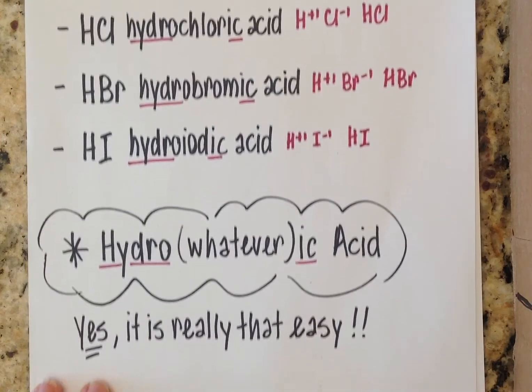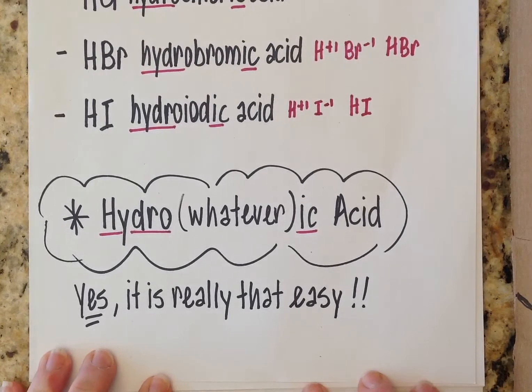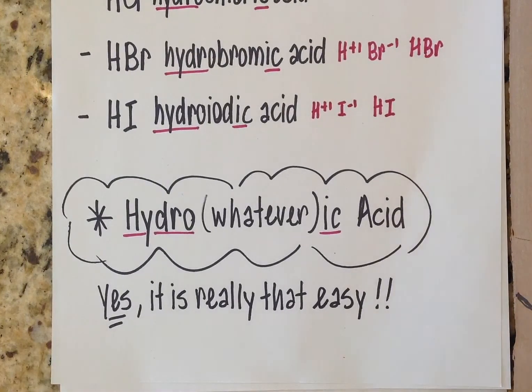So I've got a little note for you here at the bottom that you may want to jot down. This is just the easiest way to remember it. For binary acids, which are hydrogen plus a non-metal, it is hydro whatever ic acid. And yes, it really is that easy. So that's how we handle binary acids.